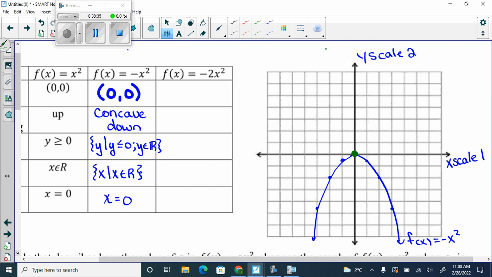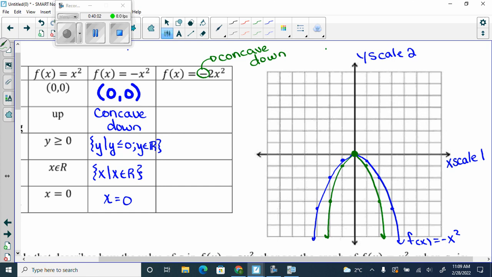Then we're going to be at negative 1, negative 2, positive 1, negative 2, and then negative 2 and 8, negative 8, positive 2 and 8. So it's still concave down, and it's concave down because of this. So I'm going to write this here. I'm going to say concave down. So the negative makes it down.